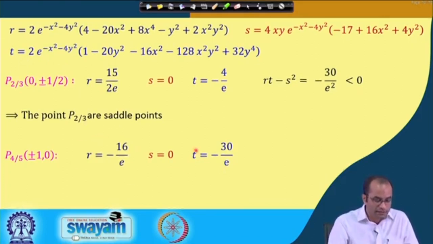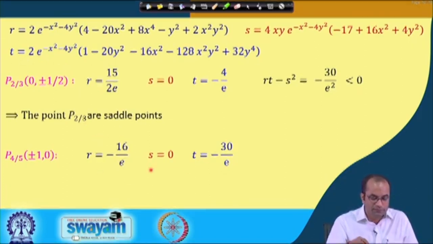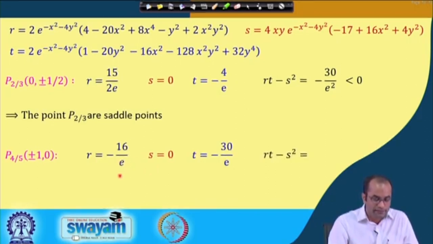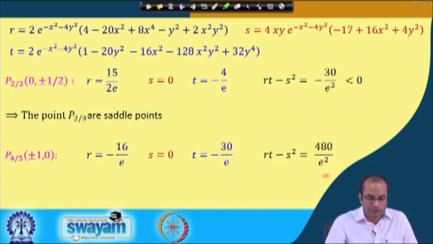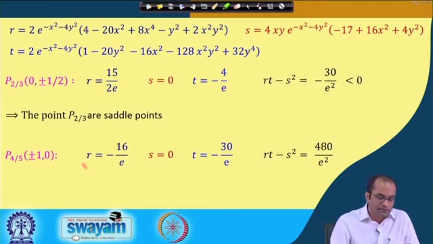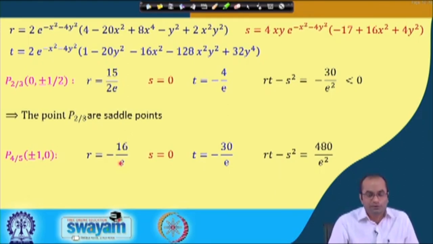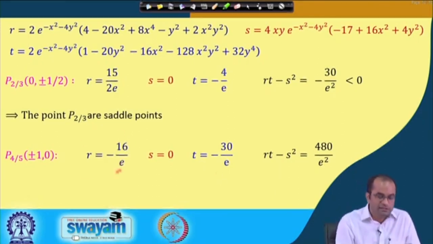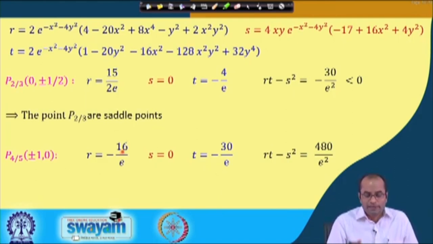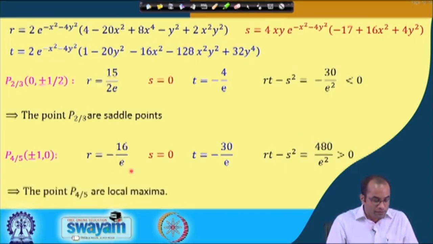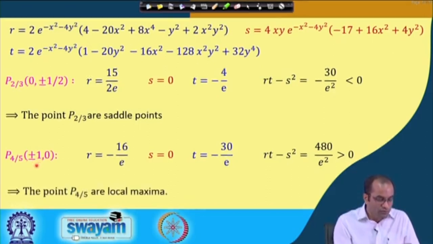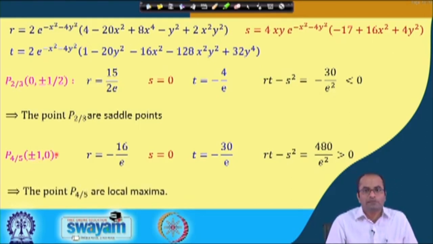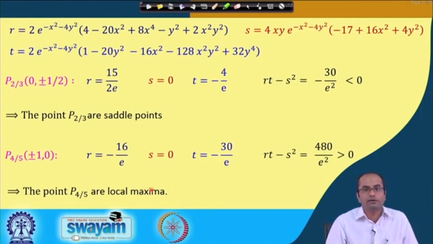So, again this r t minus s square, we have to compute, and in this case, r t here we get this positive again. So, 480 over e square, and now based on this sign of r, we can decide whether this is a point of maximum or minimum. So, in this case, the r is negative. And remember, when r t minus s square is positive and r is negative, then we have a point of maximum. So, in this case, these 2 points plus 1 0 and minus 1 0, these are the points of local maximum.